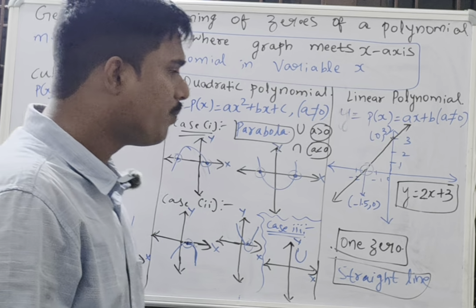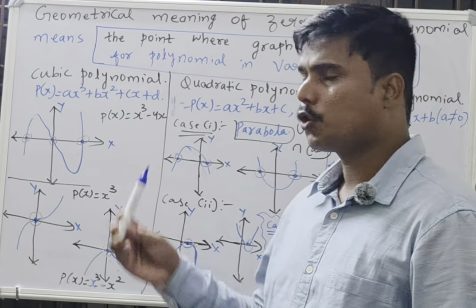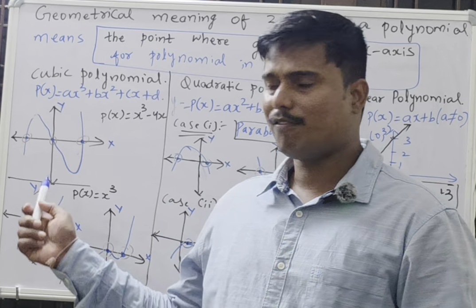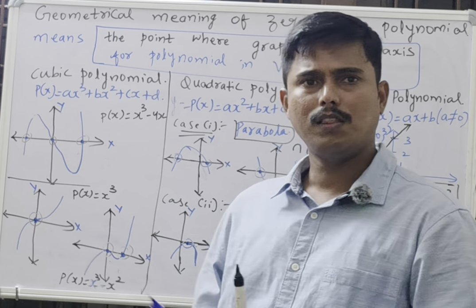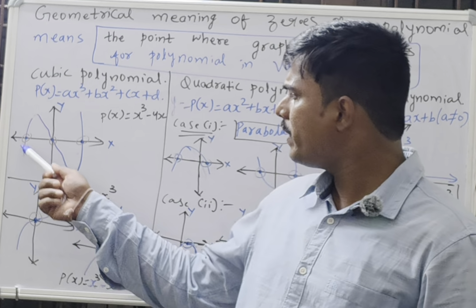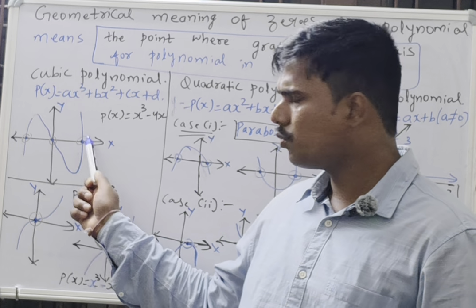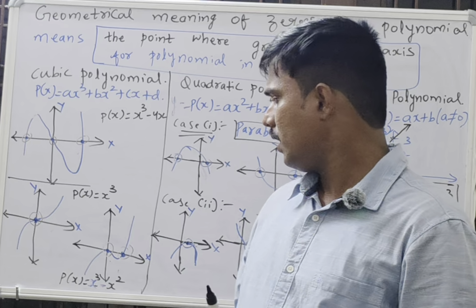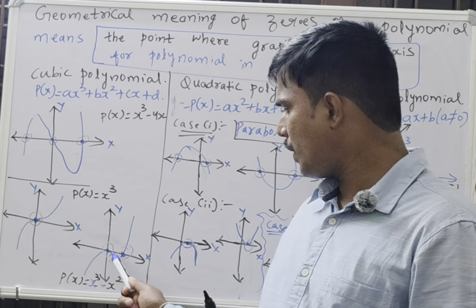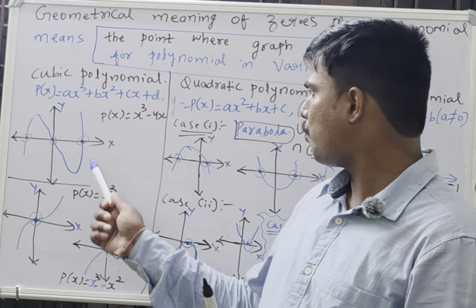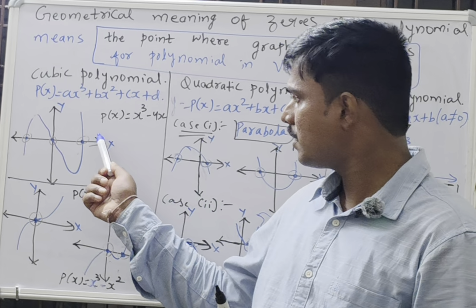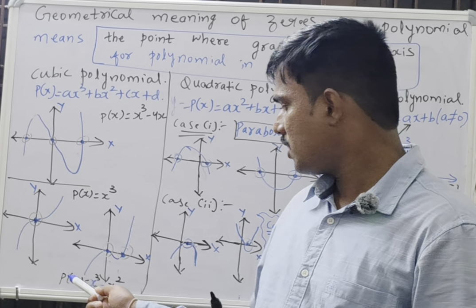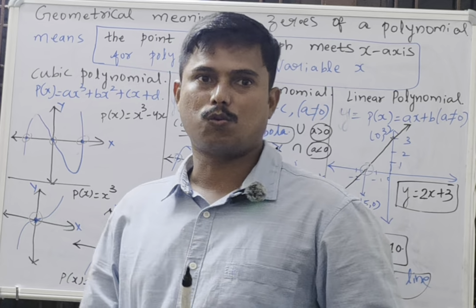The same way, if you do it for a cubic polynomial, see first example, second example, third example. Here, this graph is meeting the x-axis at how many points? 1, 2, 3. Whereas this graph is meeting exactly at 1 point, only at 0. This graph is meeting the x-axis at exactly 2 points, 1, 2. So this is plotted especially for x cube minus 4x. This is plotted for x cube. This is plotted for x cube minus x squared.